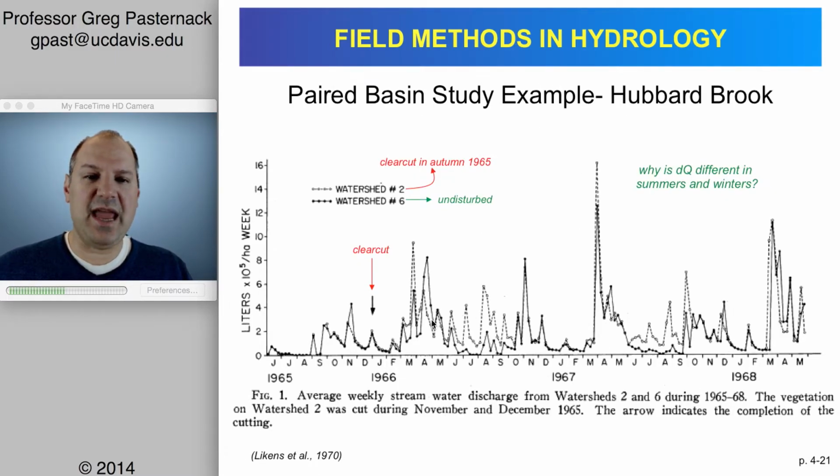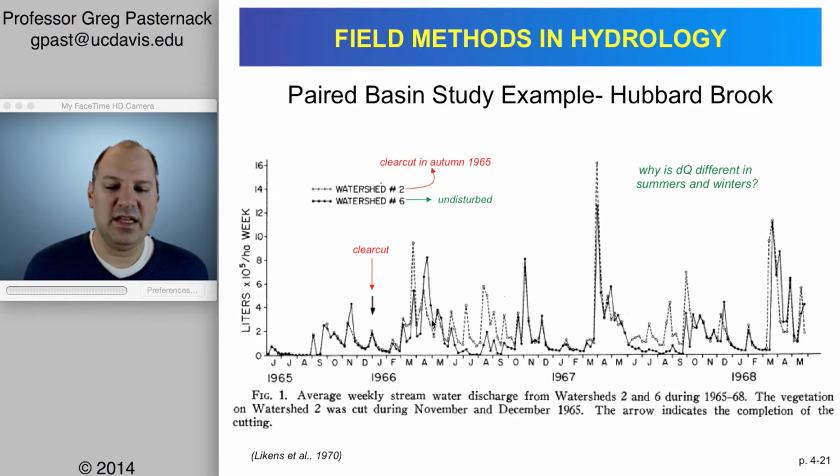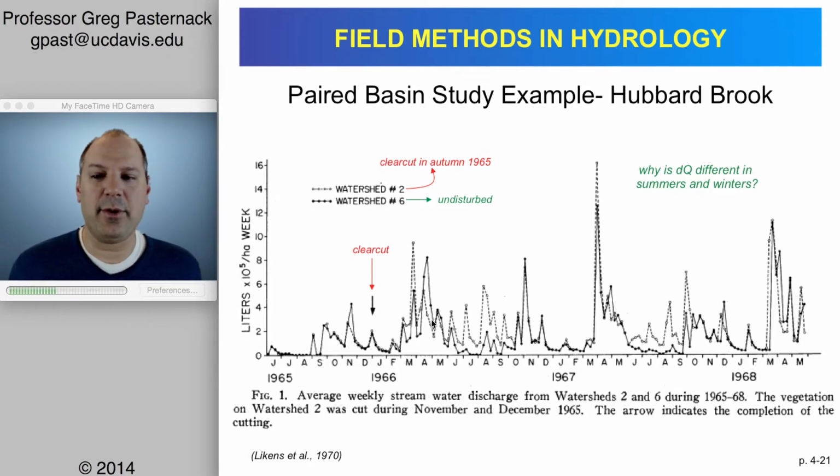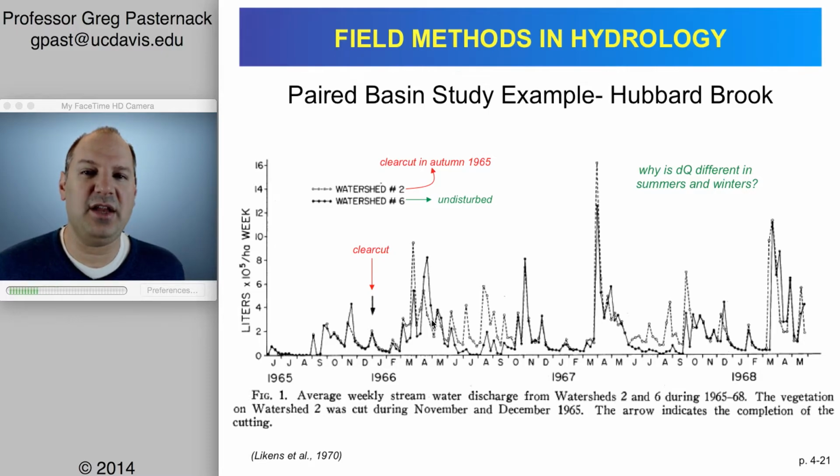Okay, so here's an example of a paired basin study. It's a very classic study done in Hubbard Brook, which is an experimental watershed associated with Harvard. You can see here data from 1965 to 1968. The x-axis is month, so June, July, August, September, and so on. So for a period of about a year, December, no, that's January. Okay, for half a year, they just monitored it.